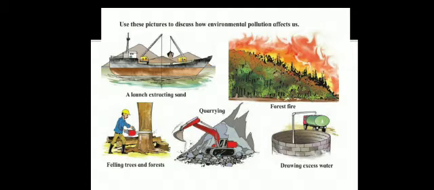Digging up the hills, extracting sand from the seashore. As you can see, the sand is extracted from the seashore. They are digging up the hills. Drawing out excess amounts of groundwater. Felling of trees so that we get proper clear land to build houses.